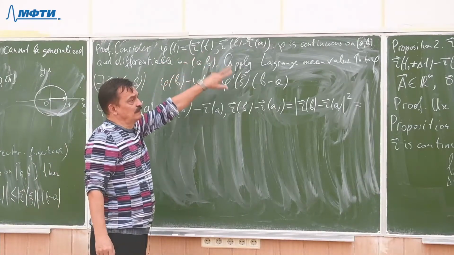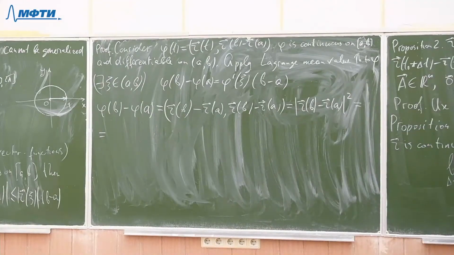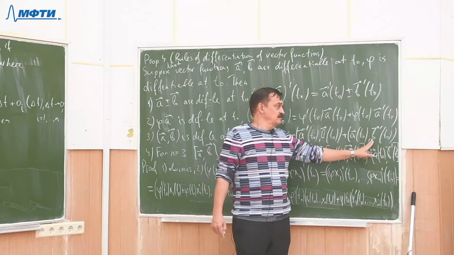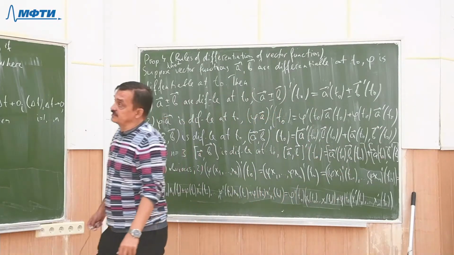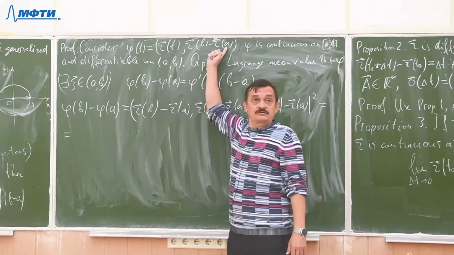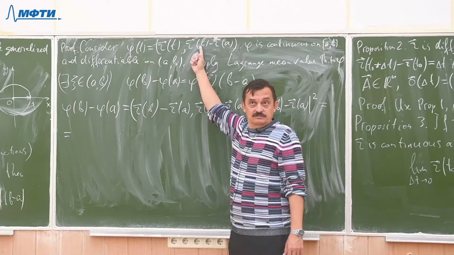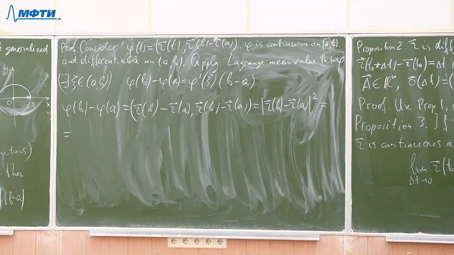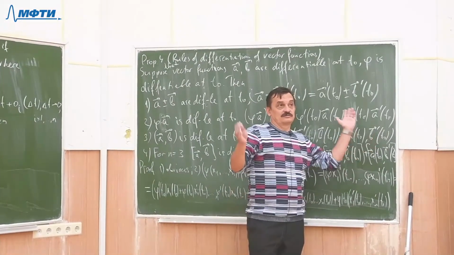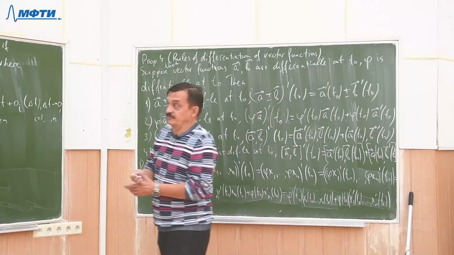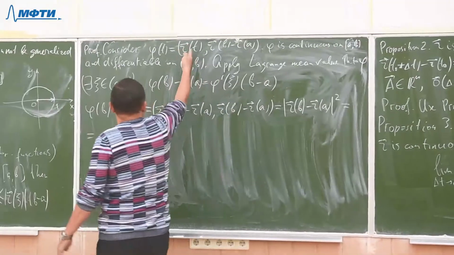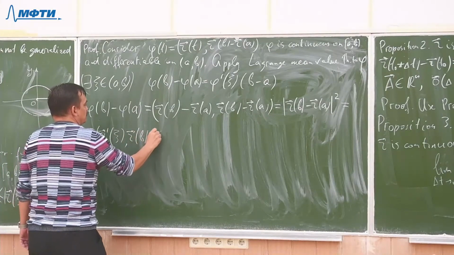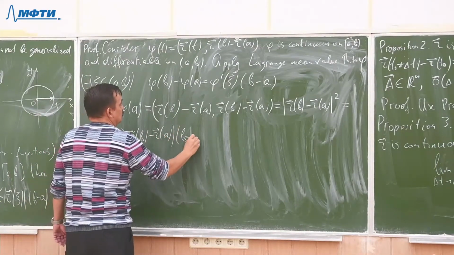Okay, then what is phi prime? You see, we know how to differentiate a scalar product, right? We need to differentiate first times second plus first times derivative of the second. But the second does not depend on t, so it's constant. Derivative of constant is 0. So the second term in our derivative of the scalar product is absent. Only the first term remains, and we just differentiate. So r prime at xi times r of b minus r of a times the number b minus a.